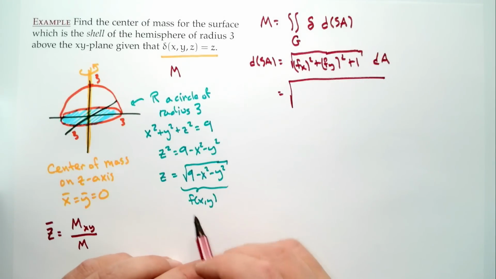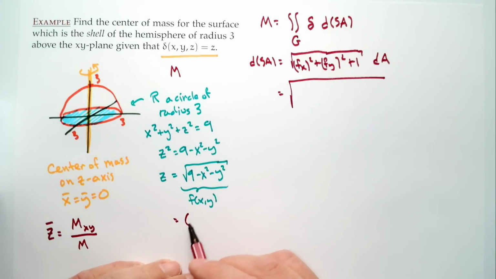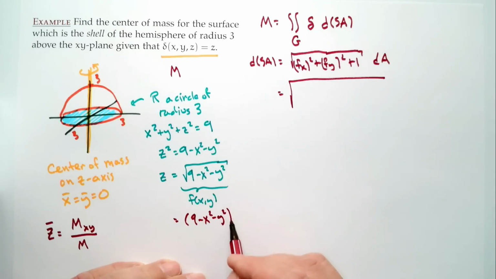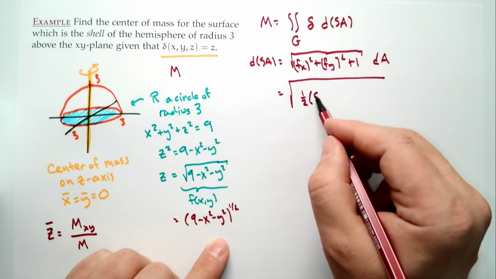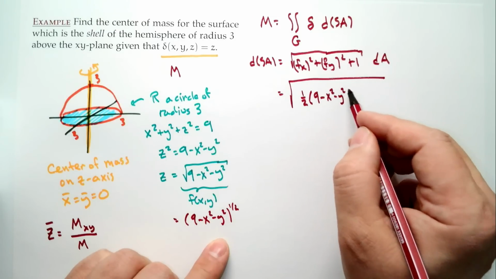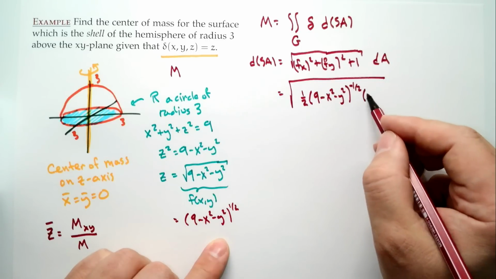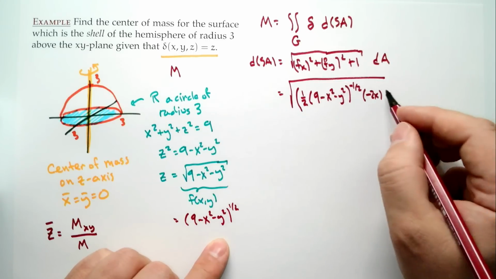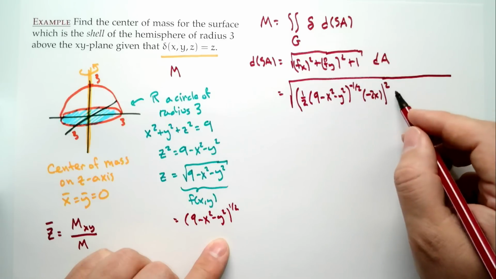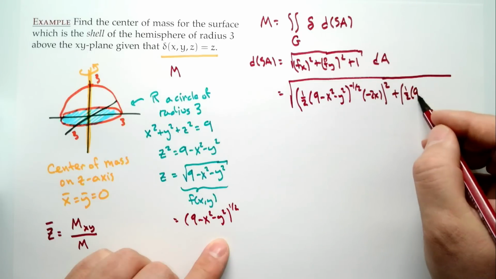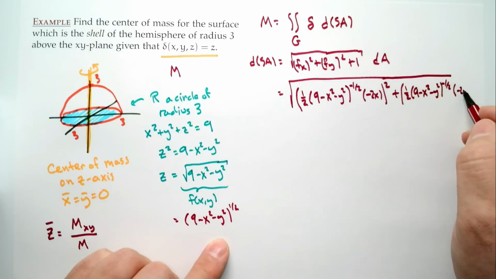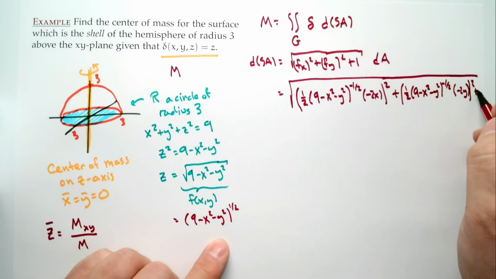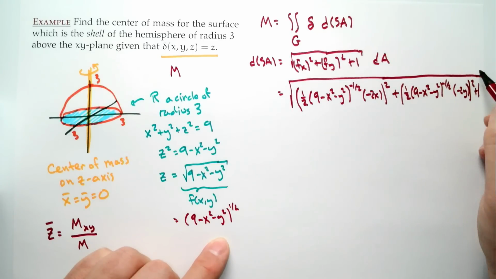And that's going to be the square root of... So we come down here and take our function f of x,y, which we could write as 9 minus x squared minus y squared to the 1/2. And we take the derivative with respect to x. So that would be 1/2 times 9 minus x squared minus y squared to the minus 1/2 times negative 2x. So this is our f sub x squared. Then we do something similar for f sub y. The only difference for f sub y is that now it's going to be times negative 2y instead of negative 2x, squared, plus 1. Okay, and there's a dA that we can't quite fit on the end.